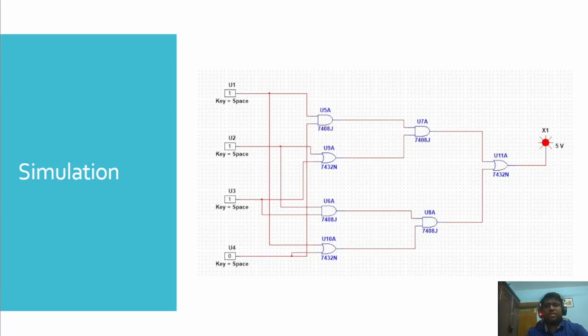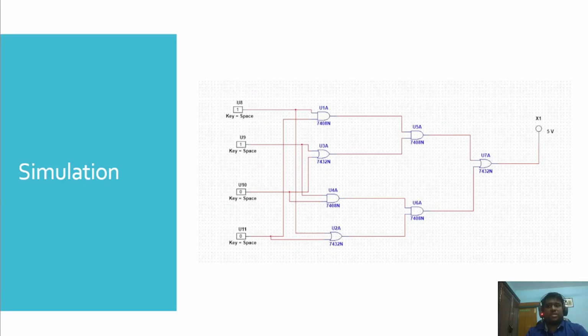We can see that we have given 3 inputs valued 1 and 1 input valued 0, which means that 3 cars are passing by the bridge at a time. So that's why the light is on, which means the alarm will respond. But in the second simulation we have given 2 inputs valued 1 and 2 inputs valued 0, which means that 2 cars are passing by the bridge at a time. That's why the light is off, which means the alarm will not respond.